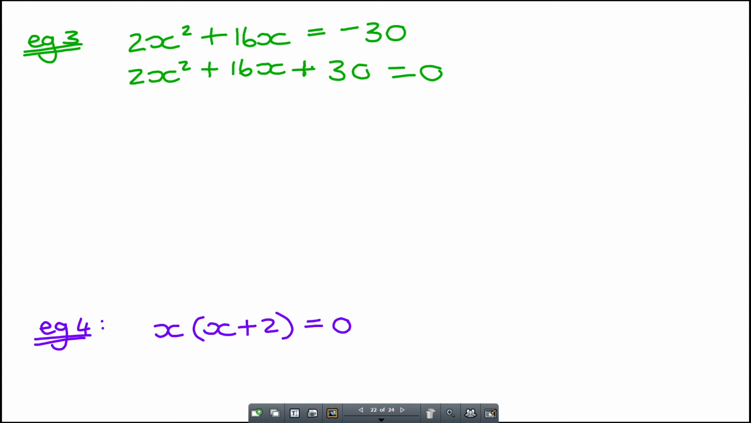But there's one problem here. There's a coefficient in front of the x squared. What did we do then? We took it out as a common factor. Do you remember that? No? You must now try and remember factorizing. So take out a common factor of 2. So I'll have x squared, plus 8x plus 15 equal to 0.